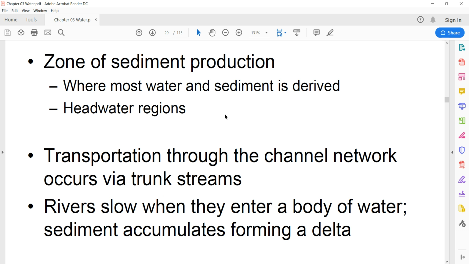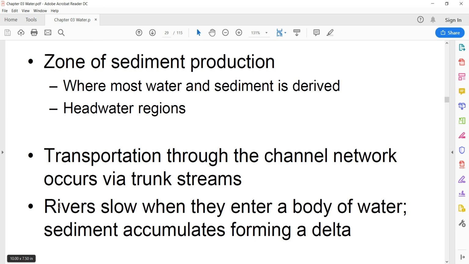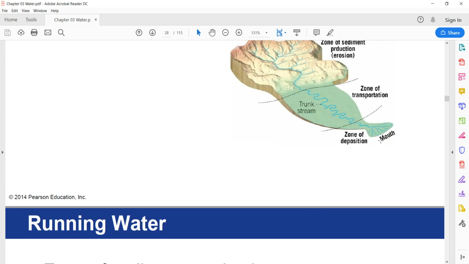So once again, here is the zone of sediment production, where most water and sediment is derived. It is the headwater region. The headwater region is where a river originates or forms. Transportation through the channel network occurs via trunk streams. At the river slope, the entire body of water sediment accumulates, forming a delta. So this last point is talking about the last stage, which is the zone of deposition.